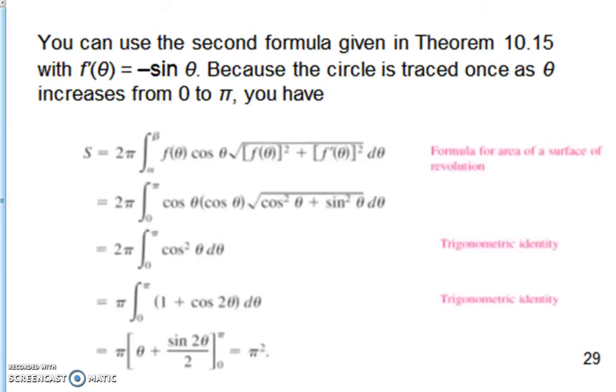All right, so how are we going to set it up? Well, we can use the second formula. And so I get s equals 2 pi. Instead of alpha and beta, we're going to put 0 to pi. And we're using cosine, and my function was cosine. So we simply get here, cosine times cosine is cosine squared. The square root, this expression right here, of course, the Pythagorean trig identity is just 1. So now I've got 2 pi times the integral from 0 to pi of cosine squared theta d theta.